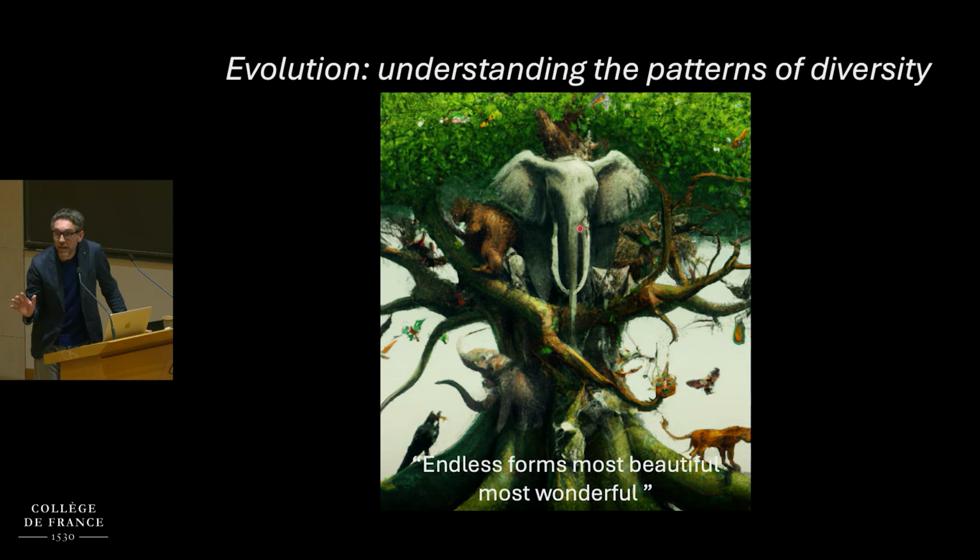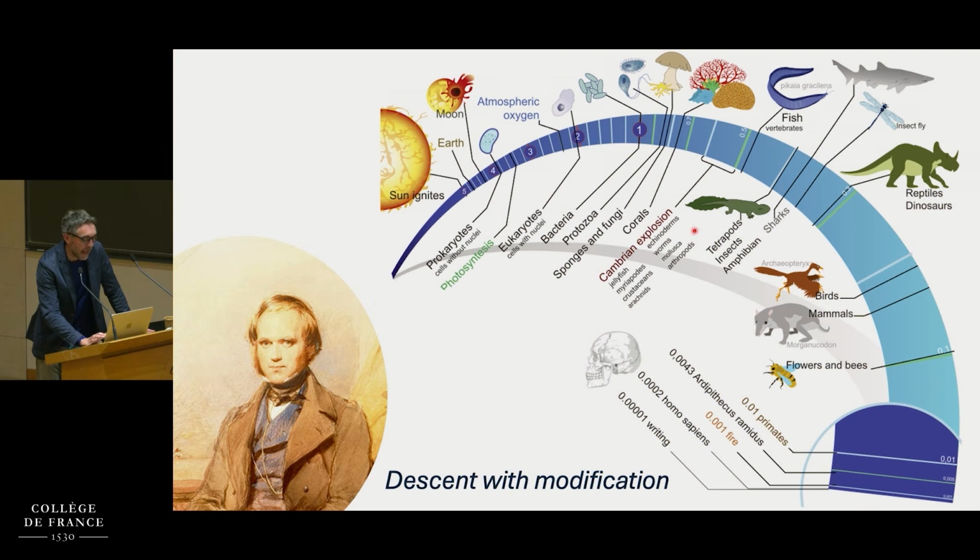Of course, the main agenda of evolutionary biology is to explain the patterns and diversity of life. Darwin's endless forms most beautiful, most wonderful, you all heard it. Life is diverse. Evolutionary theory tries to understand and explain by which mechanisms, by which processes in a historical context we came to diversity as it is now. And you all heard about that, of course.